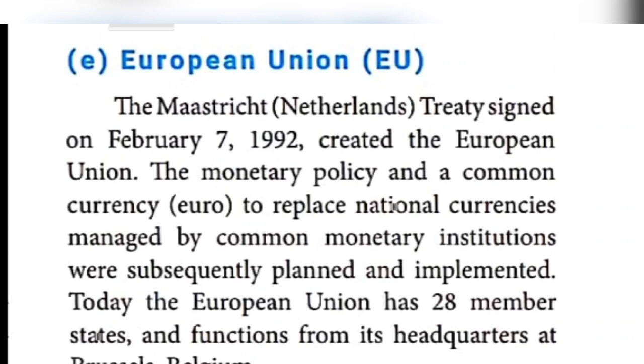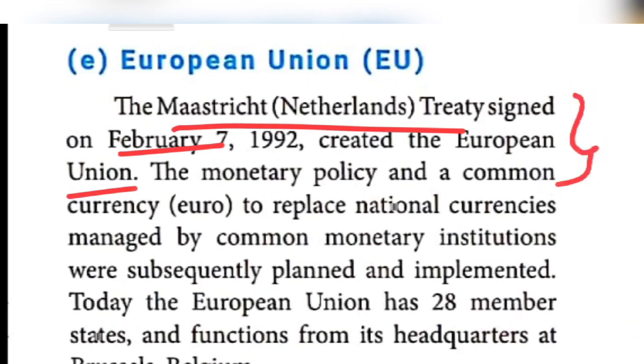The last one is the European Union. In the Netherlands, the Maastricht Treaty was signed. The Netherlands Treaty is otherwise called the Maastricht Treaty. The Maastricht Treaty was signed on February 7, 1992. It created the European Union. One word answer, children: under which treaty? Under the Maastricht Treaty, otherwise the Netherlands Treaty. It was signed on February 7, 1992, and it created the European Union.